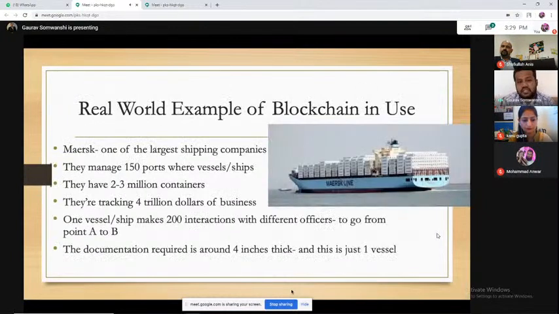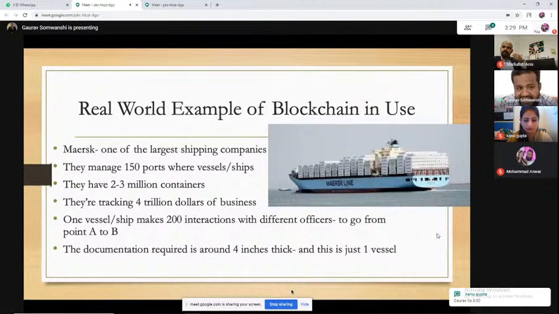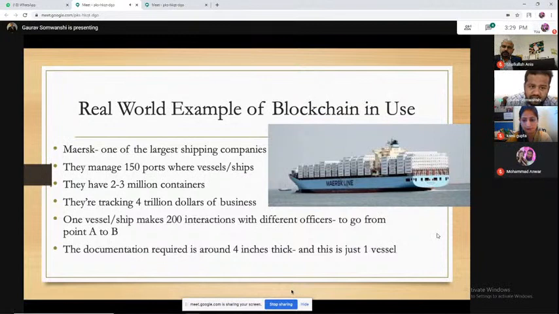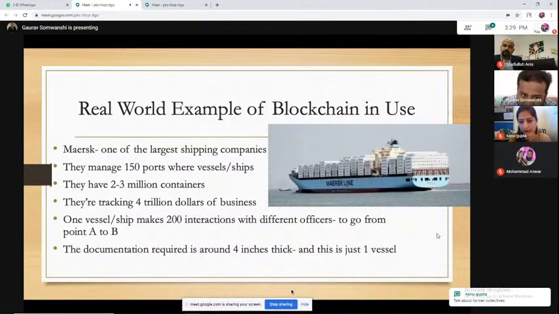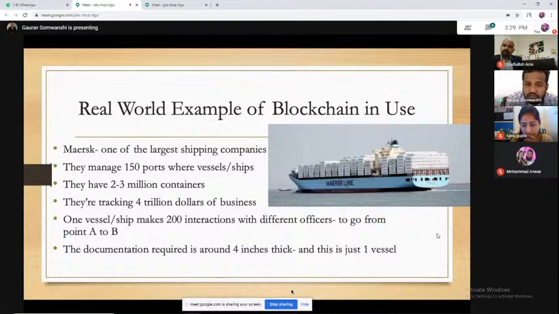The next use case, which is something that we are also trying to work with, is with Maersk. Maersk is one of the largest shipping container companies in the world. They manage 150 ports, and 2 to 3 million TEU containers are getting shipped. And the amount of business flowing through their vessels is close to $4 trillion. It's not revenue, it's just how much worth of goods they are shipping from one place to another.